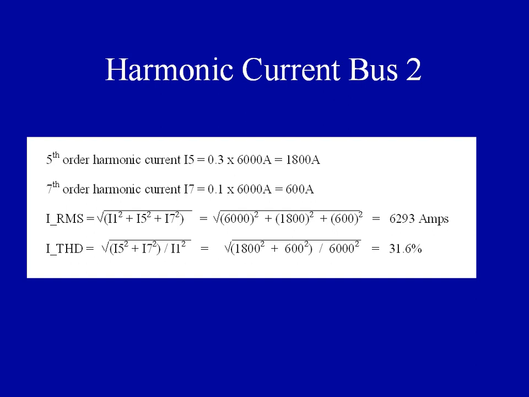The total RMS current is the square root of the sum of the squares, or 6,293 amps, compared to the 6,000 amps of fundamental current without the harmonics. The total harmonic current distortion is 31.6%. This is of course a simplified calculation at a single bus in a two-bus system, and with one source that has only two harmonic orders.